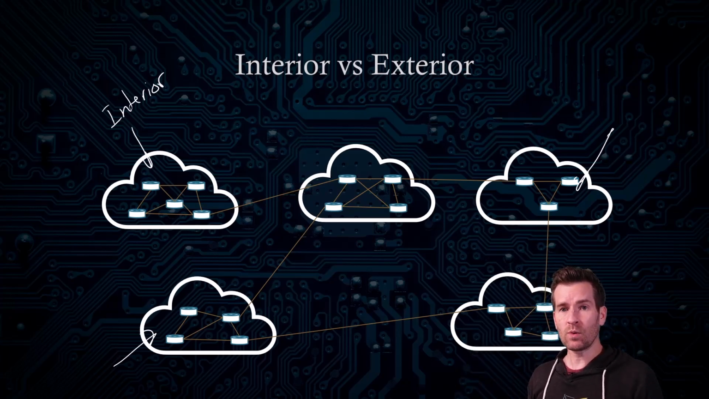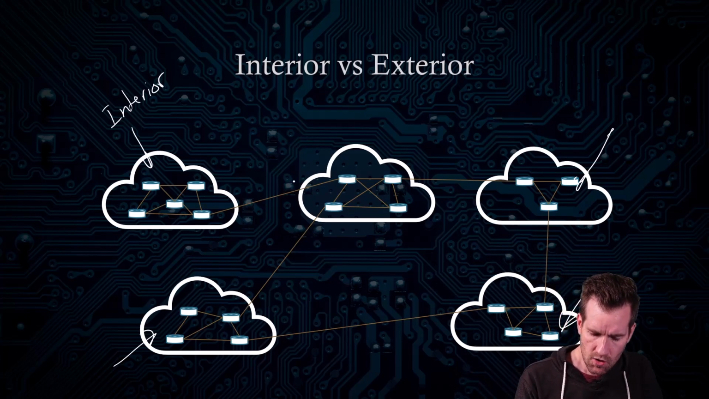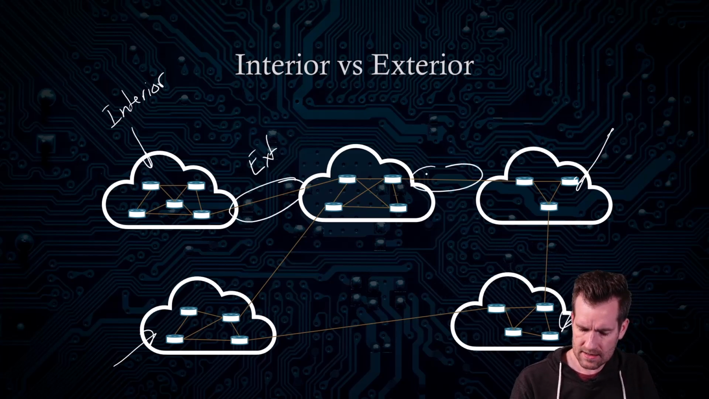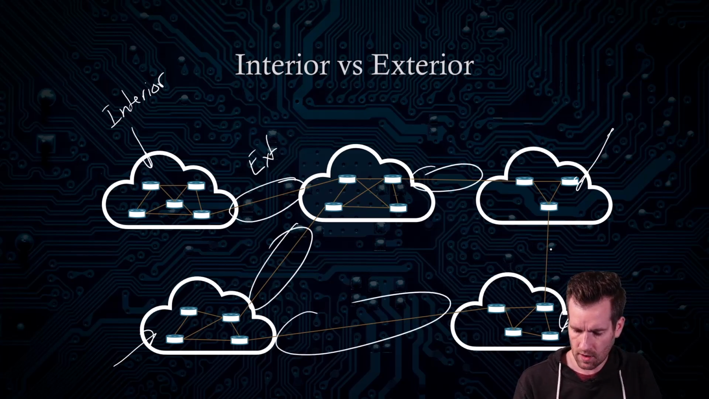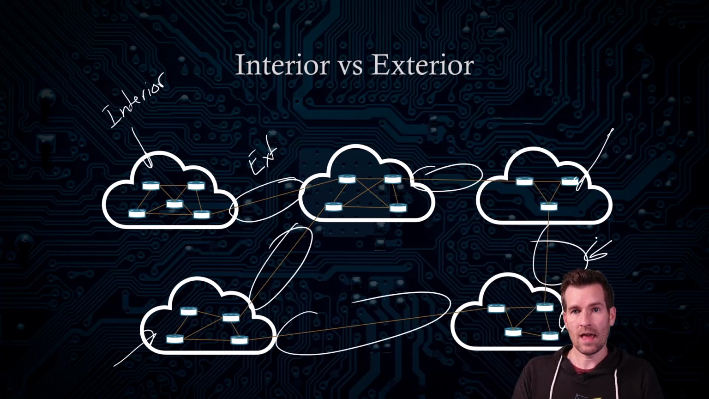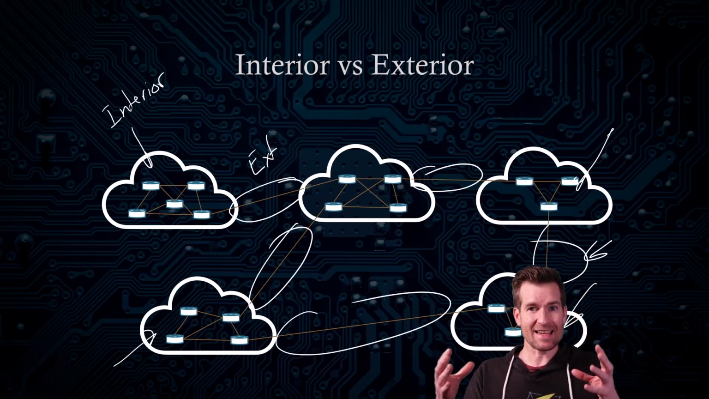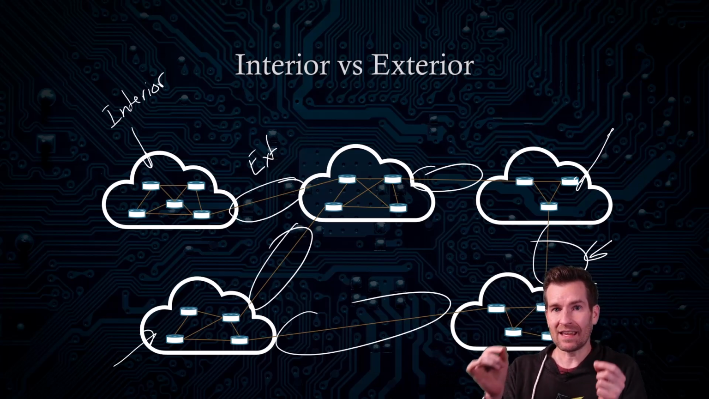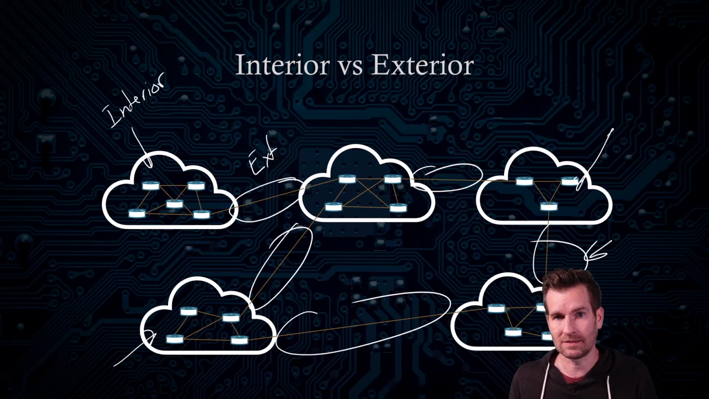And then between internet service providers, you are going to have an exterior gateway protocol. So these are the exterior gateway protocols that are going to operate between these networks. And so many different ISPs are out there, and when they interconnect, they're interconnecting with an exterior gateway protocol.